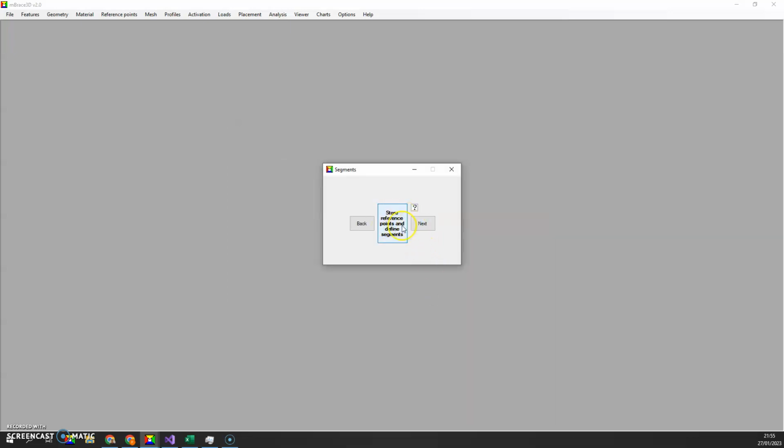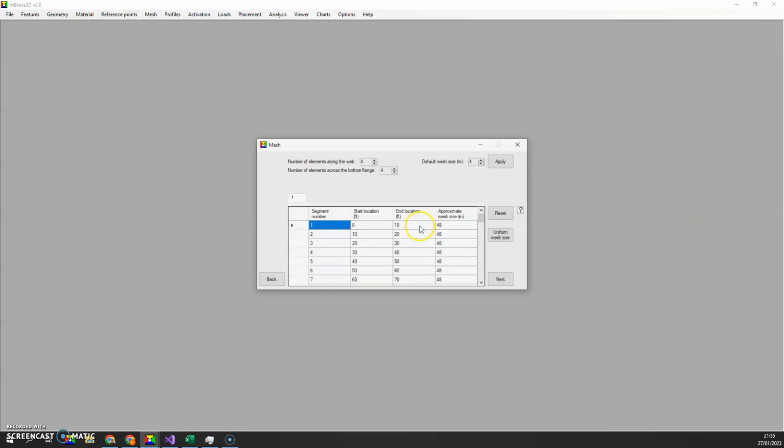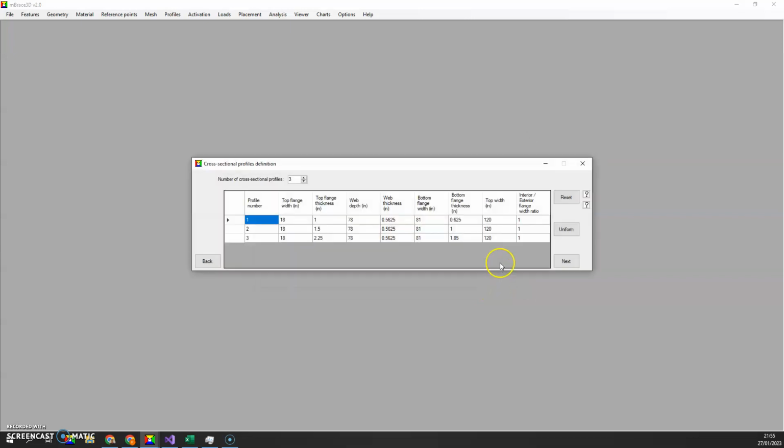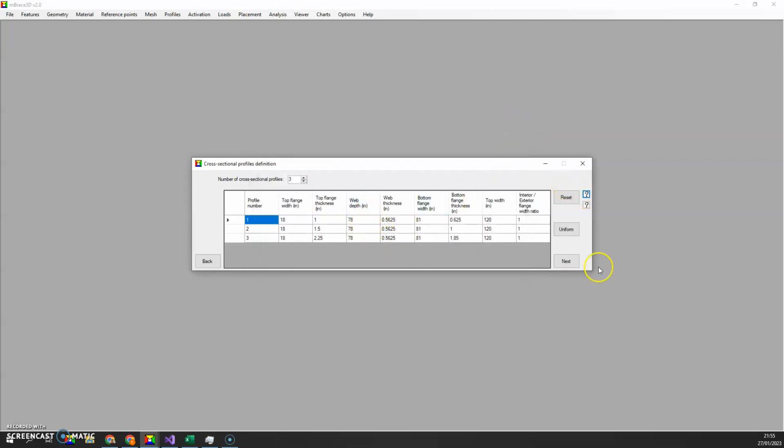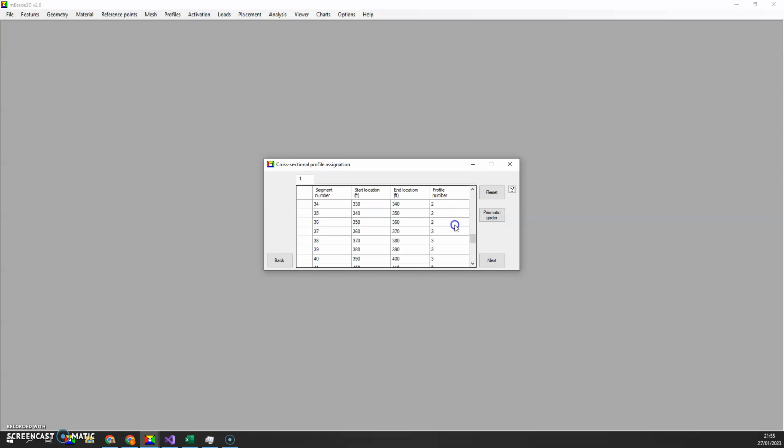We don't need to click on this button again because we have already modeled this bridge and we haven't touched the reference points. So we can just click on next. We have a pretty coarse mesh, but that's because the bridge is pretty long, and we should not forget that the shells in Embrace 3D are quadratic shells, so we actually have a node every 24 inches, every 2 feet. These are the cross-sectional profiles. Okay, this is a constant web depth. Here we are assigning the right profiles to the different segments.